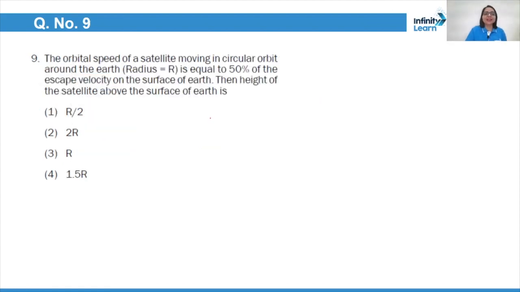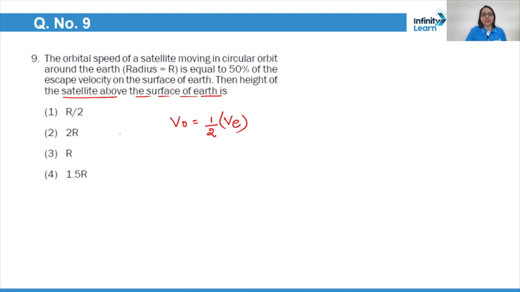Question number 9. The orbital speed of a satellite moving in a circular orbit around the earth is equal to 50% of the escape velocity on the surface of the earth. Then the height of the satellite above the surface of the earth is. So it is given in the question that orbital speed is 50%, that is 1 by 2 times the escape velocity on the surface of the earth, right? So we need to find the height of the satellite above the surface of the earth.